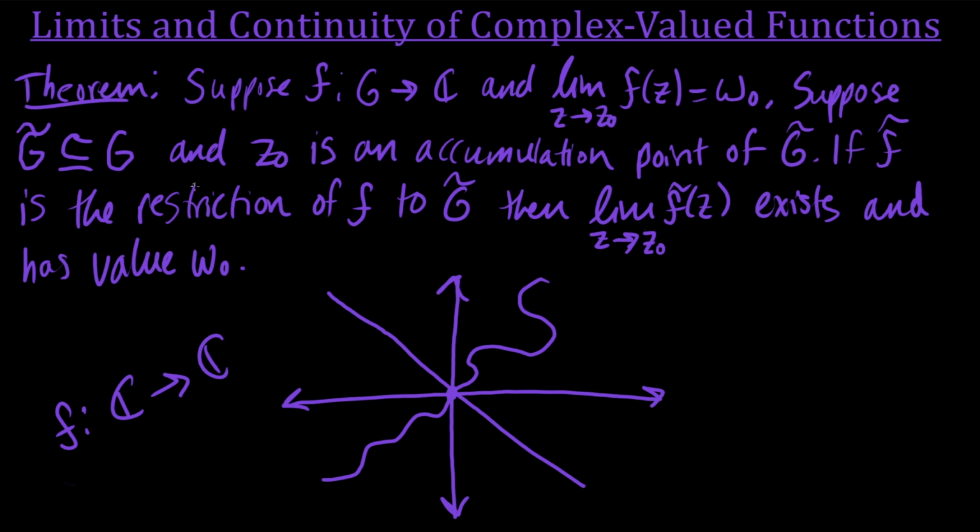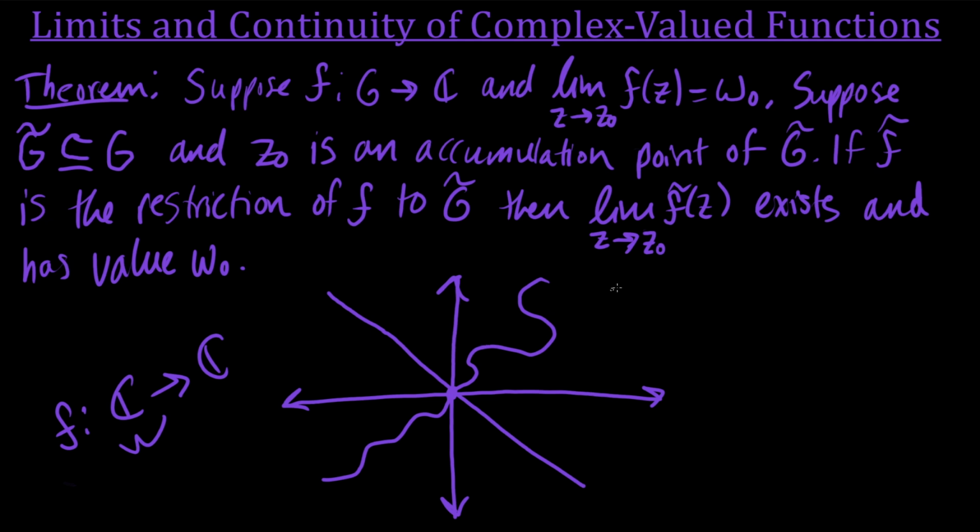Well, we also supposed that our G tilde was a subset of G. And so each of these restrictions here, this line and this weird squiggly line, are indeed subsets of our domain C. So in this example, that condition is not violated. So that cannot be the assumption that's false. And so the last thing we assumed was that z naught was an accumulation point of our G tilde. And so in our example, each of these restrictions contains the point z naught and a bunch of points leading up to z naught. And so in this case, z naught, or 0 in this case, is an accumulation point of each of our G tildes.